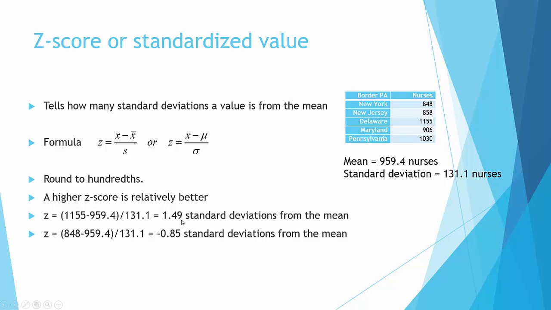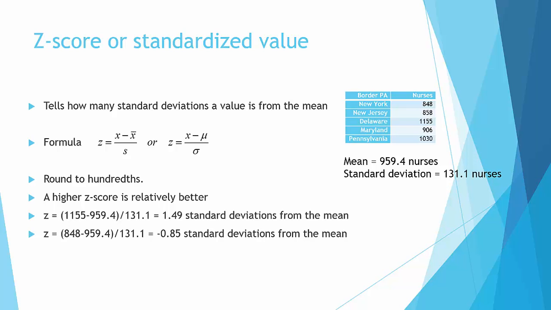So if I took the mean, 959.4, and added a standard deviation, and that added half a standard deviation, I would be at the value for the number of nurses per 100,000 residents in Delaware.